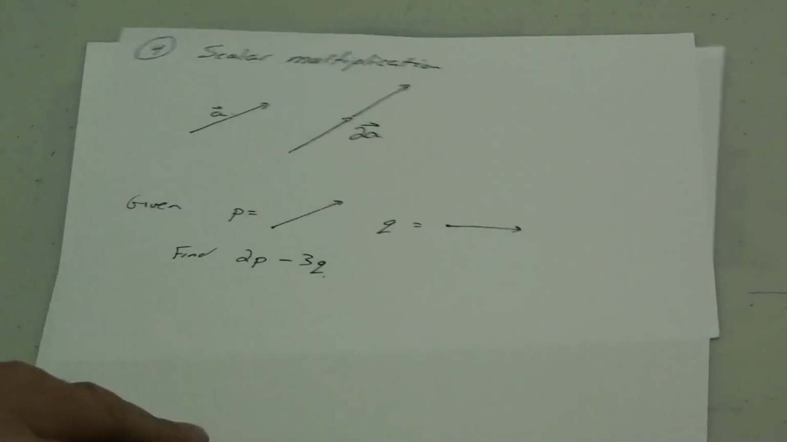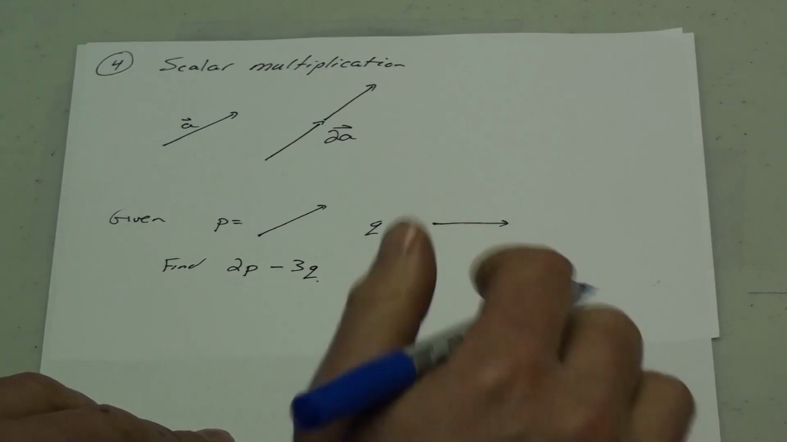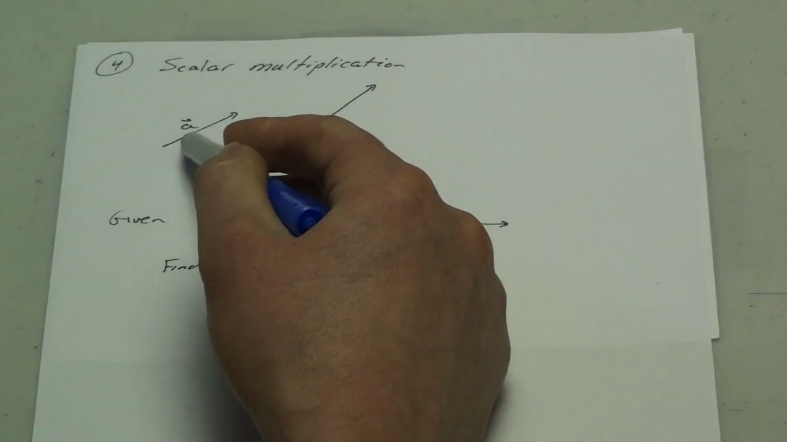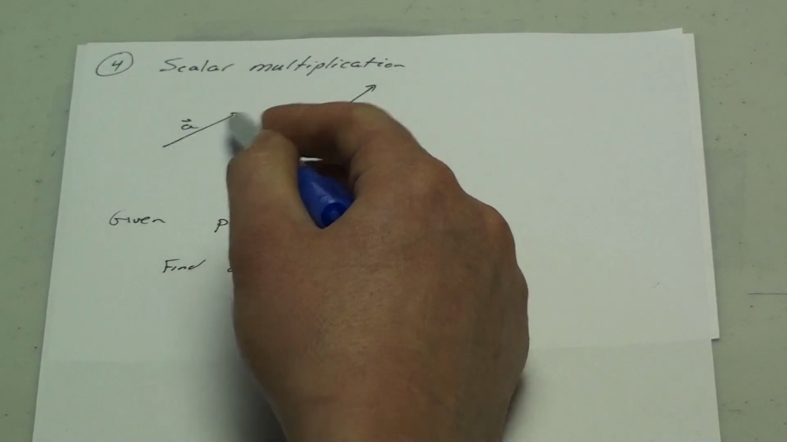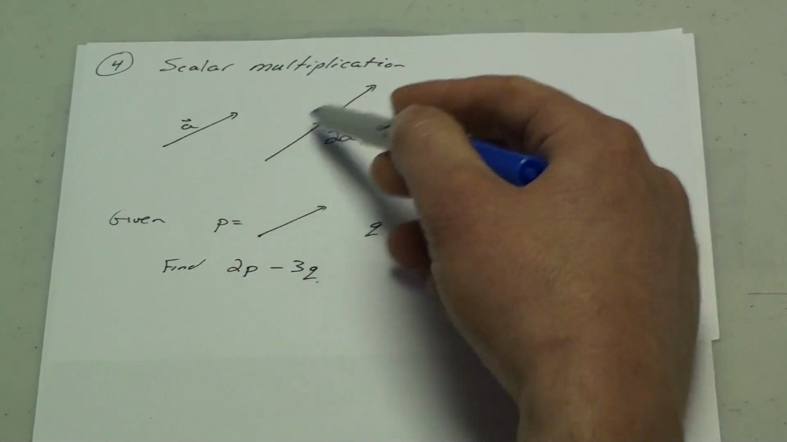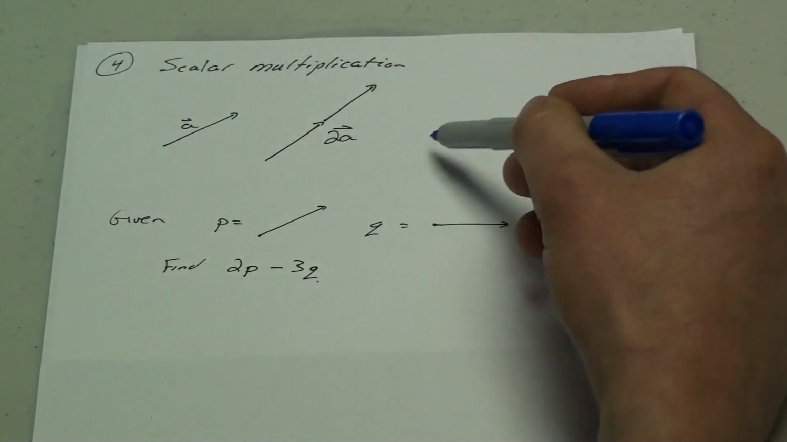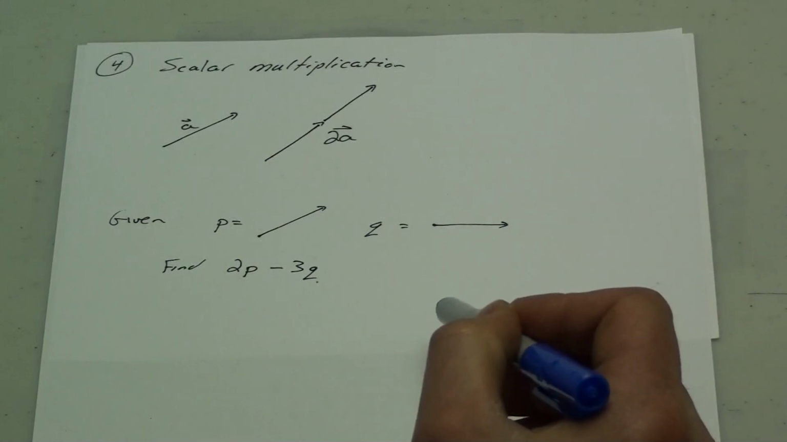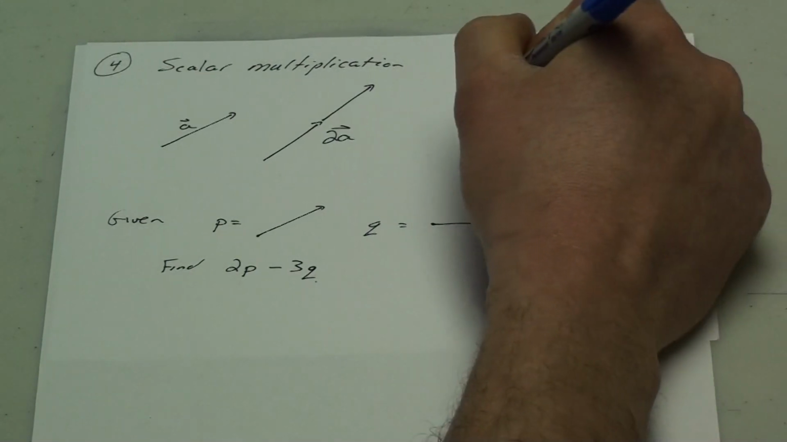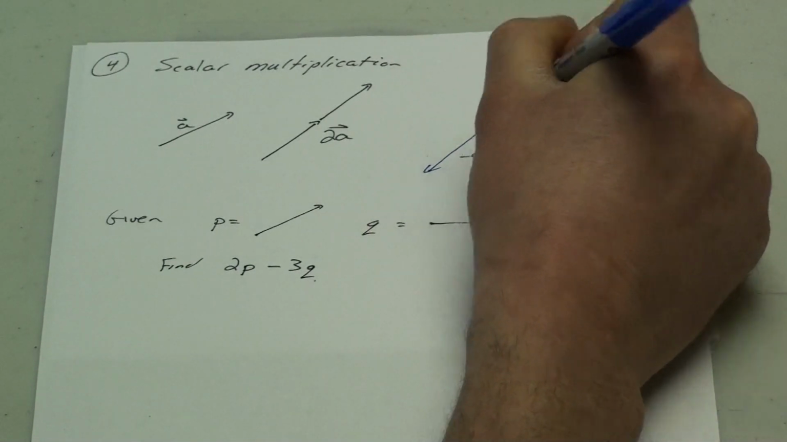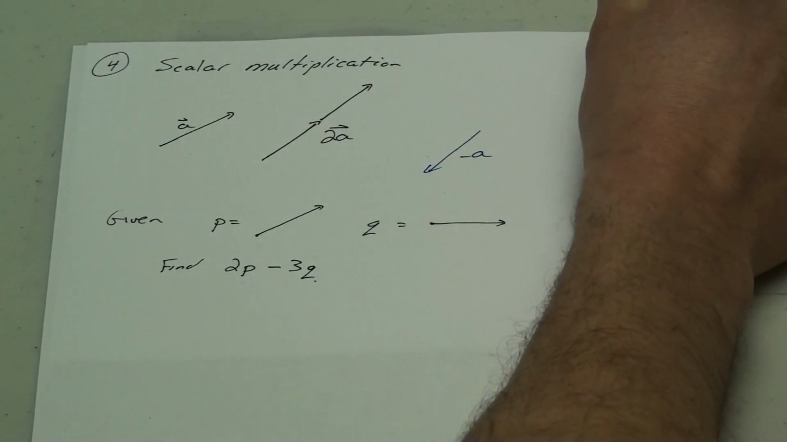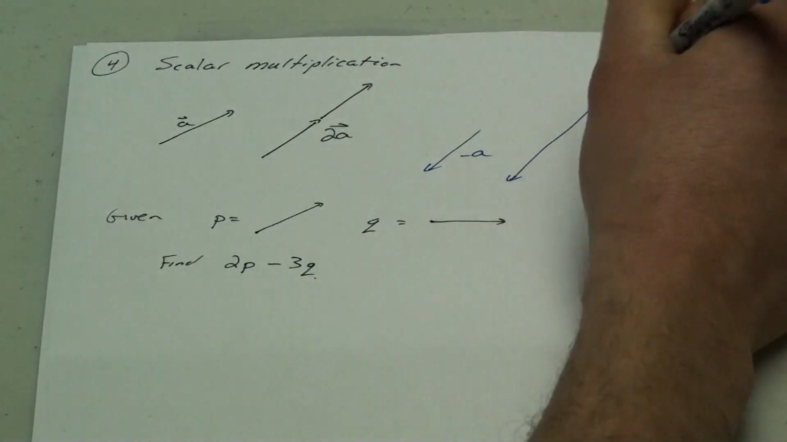Final thing in this lesson is scalar multiplication. If I have vector A, which has its direction and its magnitude, 2A is the same direction, but just twice as long. I get 3A and it'd be just 3 times as long. I could have negative A. I could have negative 3A, 3 times as long, but opposite direction.